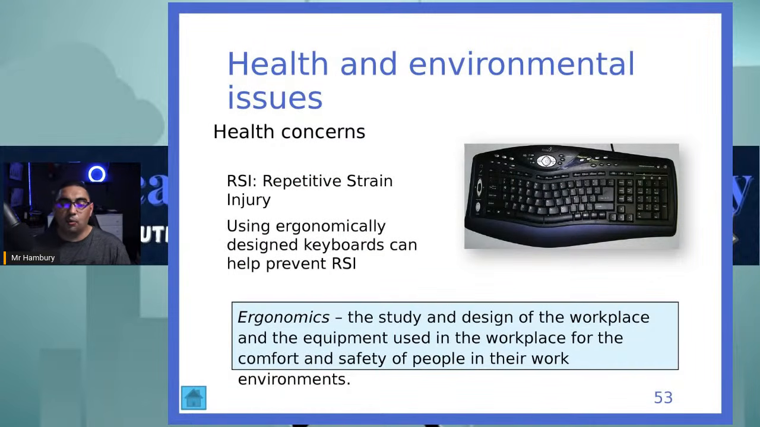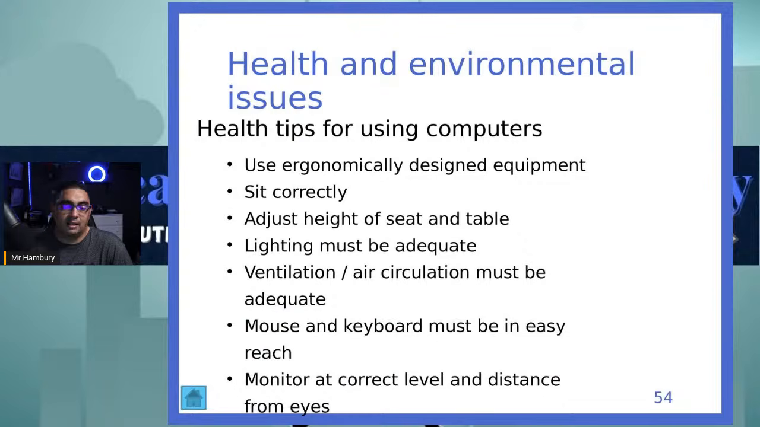And then this is one that always comes up, our health and environmental issues. Our RSI, remember what it stands for? Repetitive strain injury. And then know how to explain the term ergonomics. It's the study and design of the workplace and the equipment used in the workplace for the comfort and safety of the people. So an ergonomically designed keyboard like this one. An ergonomically designed chair that's there to make sure my back is supported in case I'm going to be typing for long periods at a time.